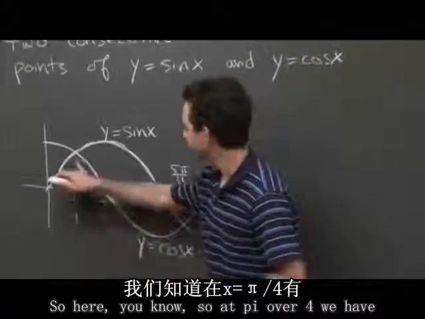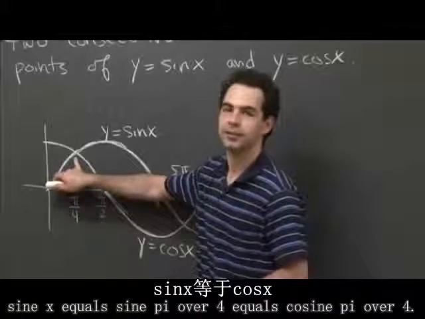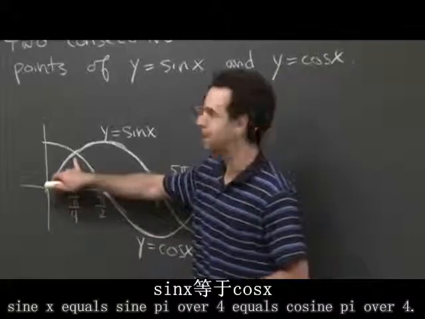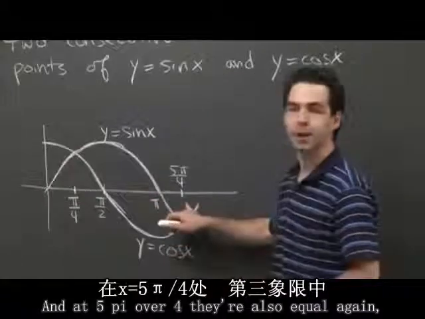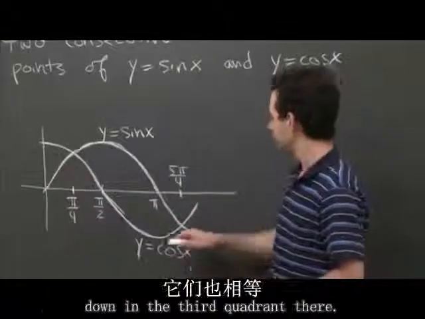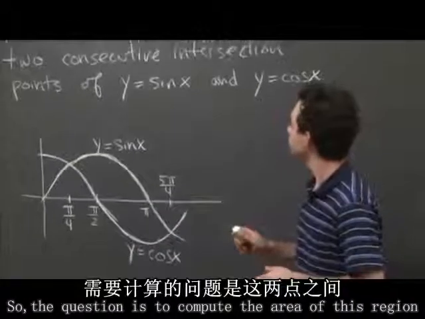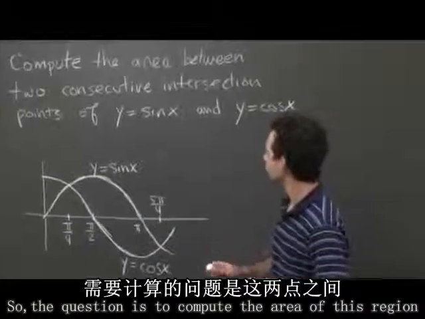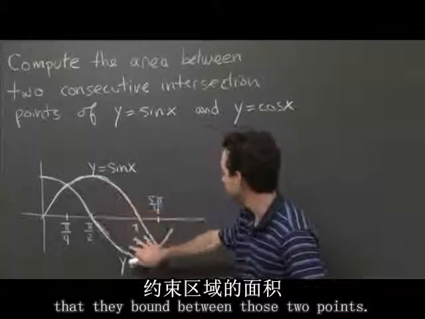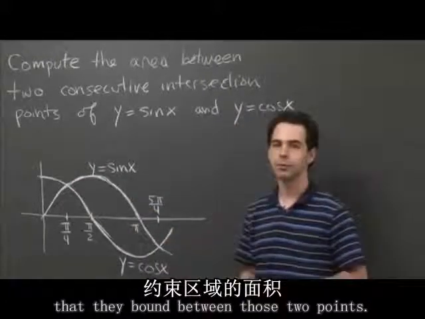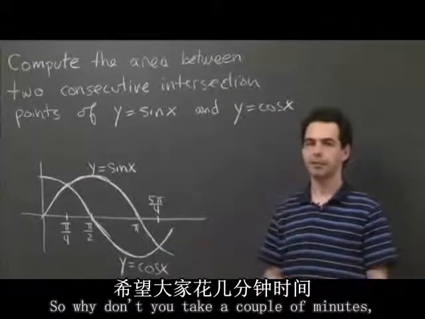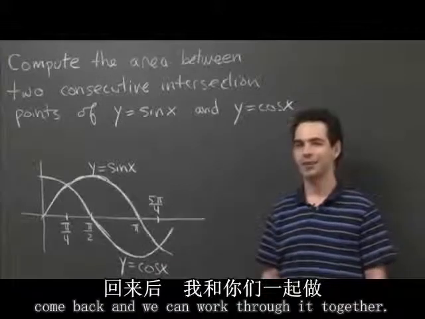At pi over 4, we have sine pi over 4 equals cosine pi over 4. And at 5 pi over 4, they're also equal again, down in the third quadrant there. So the question is to compute the area of the region that they bound between those 2 points. Why don't you take a couple of minutes, work through that, come back, and we can work through it together.